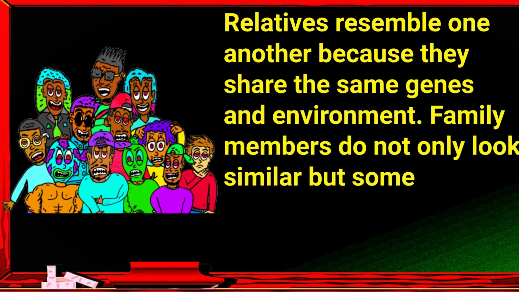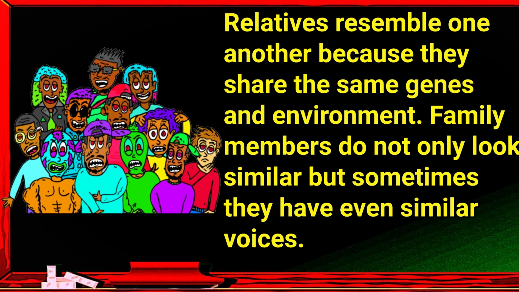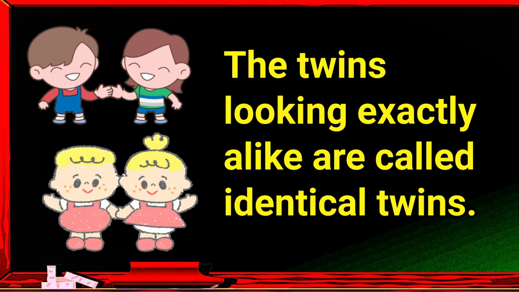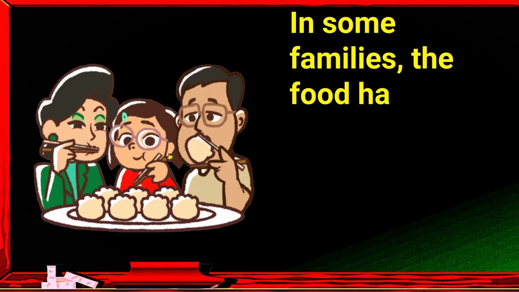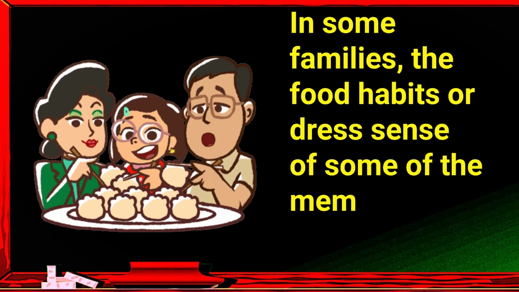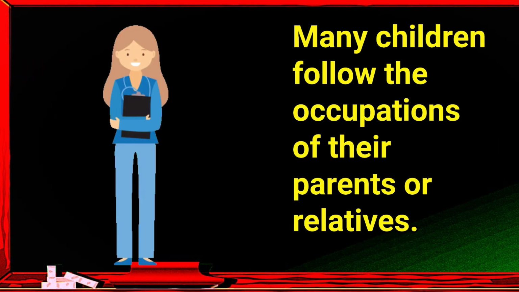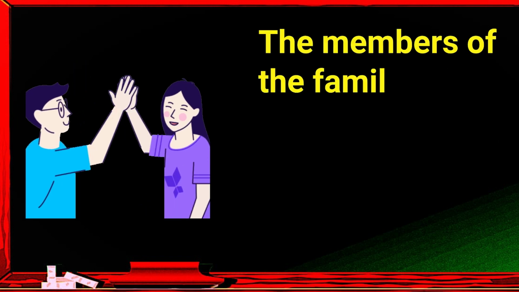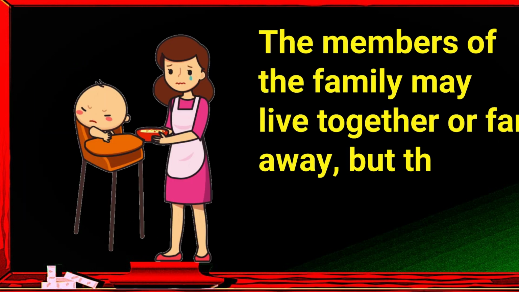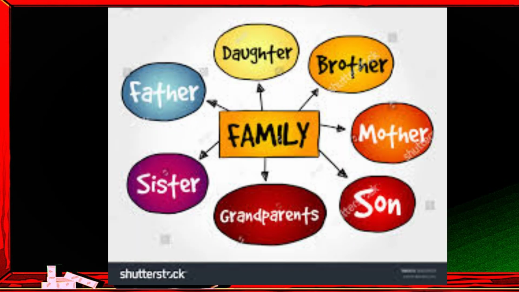Family members do not only look similar but sometimes they even have similar voices. The twins looking exactly alike are called identical twins. In some families, the food habits or dress sense of some of the members may be similar. Many children follow the occupations of their parents or relatives. The members of the family may live together or far away, but they all share their joys and sorrows. So, you all should remember these points.